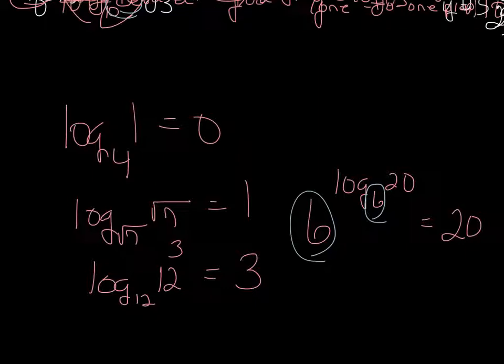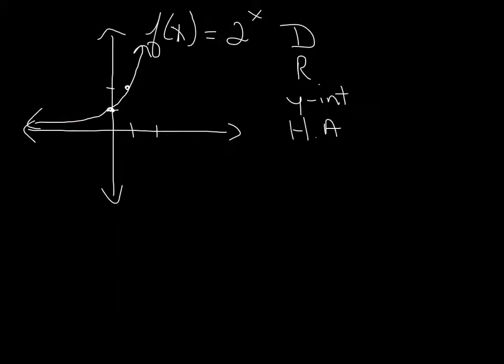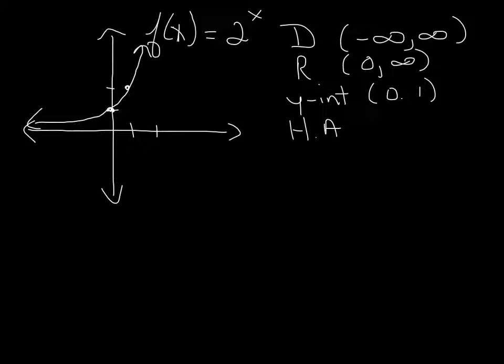Okay, let's pause for a minute. Here I have the graph of f of x equals 2 to the x that we looked at earlier. Exponential function. What's the domain of an exponential function? Negative infinity to positive infinity. What's the range of an exponential function? 0 to infinity. What's the y-intercept? 0, 1. And what's the horizontal asymptote? Yeah, it's y equals 0.